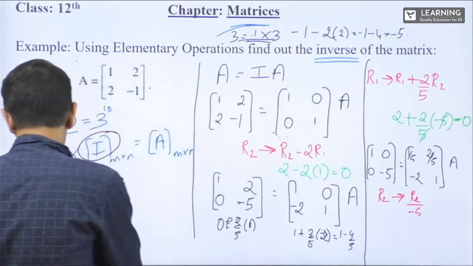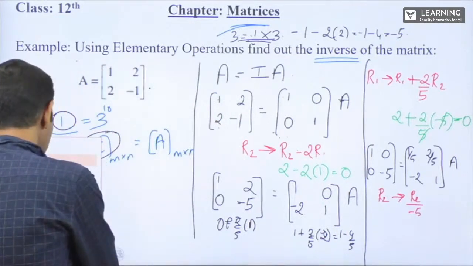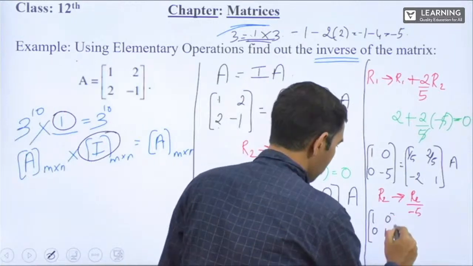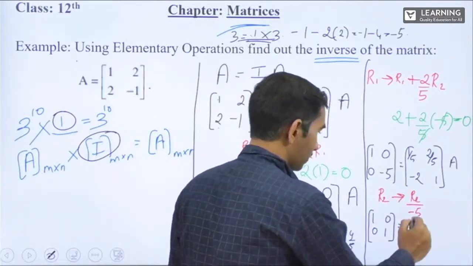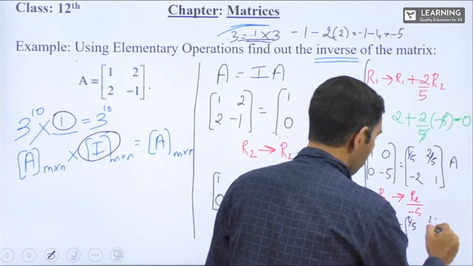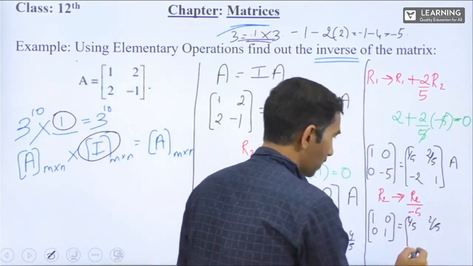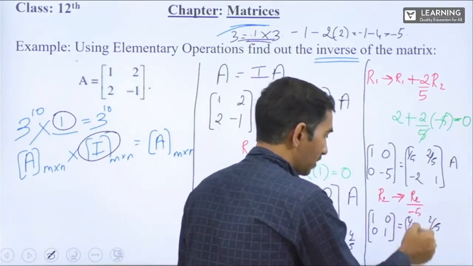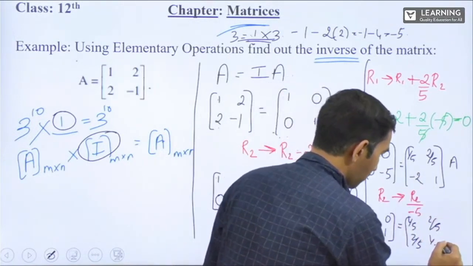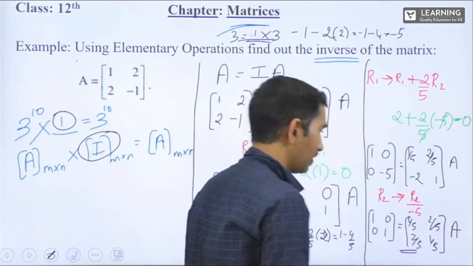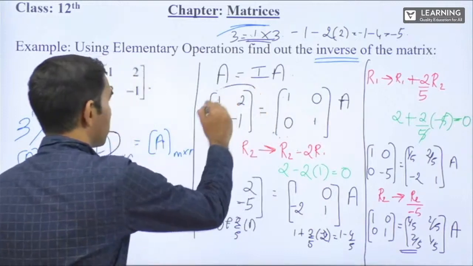So we will write the matrix now again. The matrix is written like this. 1 0 0 1 is equal to 1. First row is untouched, so 1 by 5 and 2 by 5 as it is. So this will become 2 by 5, minus 2 by minus 5, minus minus cancel, 2 by 5, and this will become 1 by 5, and this A is as it is. Students, we started from here.